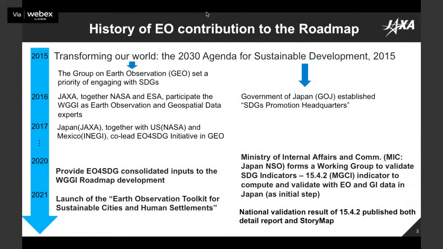So just showing a bit of the history of Earth observation contribution to the roadmap. Back in 2015, as I mentioned, the high-level document was approved. Afterwards, you can see on the left-hand side how the Earth observation community worked towards engaging with SDGs. So you see the Group on Earth Observation Committee, we call the GEO, set the priority on engaging with SDGs.